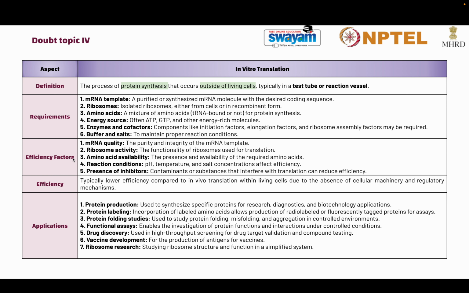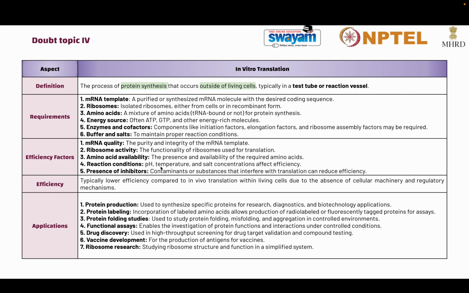And then come the factors which decide whether this translation will be efficient or not. First, mRNA quality. The purity and integrity of the mRNA template is very important to ensure the translation will be accurate. Then ribosome activity. The functionality of ribosomes is also very important, which will decide the efficiency of the in vitro translation. Then amino acid availability. You require the amino acids that should be present on the tRNA anticodon, which should be complementary to these mRNA codons. If they are not available, then how will this translation proceed? So amino acid availability is also one of the important factors which govern the efficiency of in vitro translation.